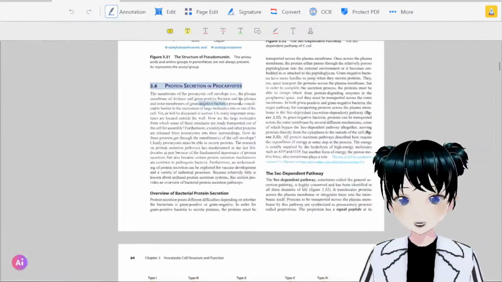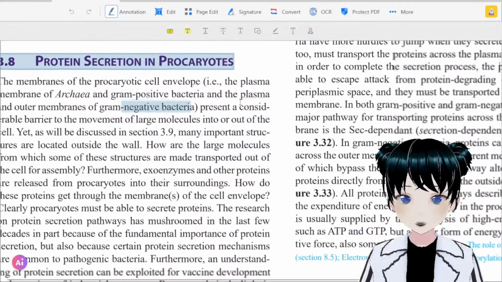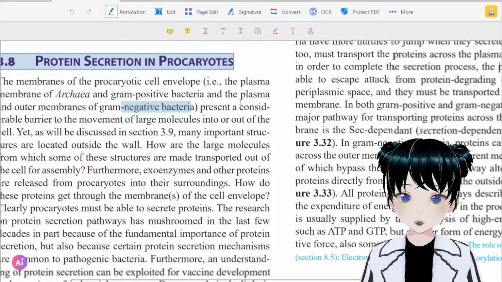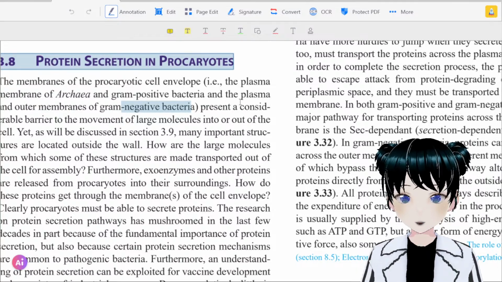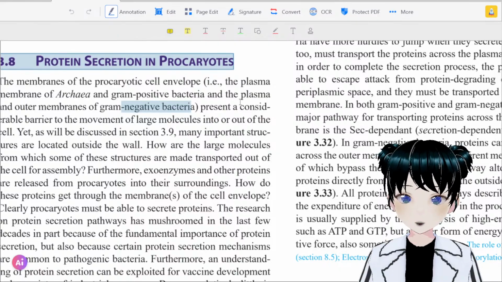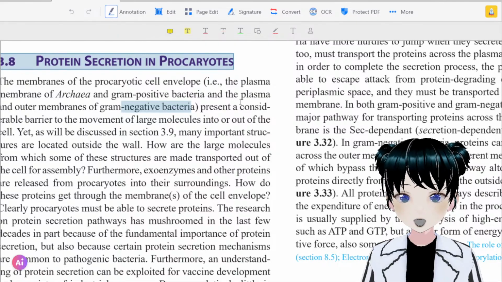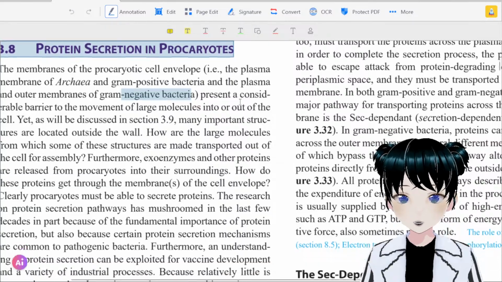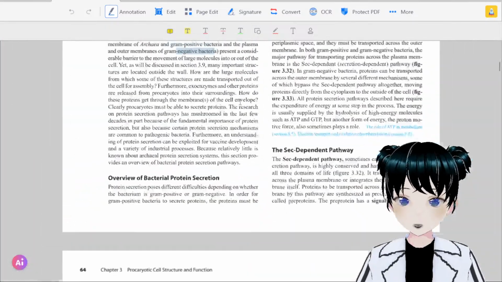So this is the general idea. We want the proteins to go outside of the cell. We want to secrete them out of the cell, and for that we need other materials, and so it sets up a pathway for us so we can secrete that protein out. Now in general, we have the Sec dependent pathway, right?